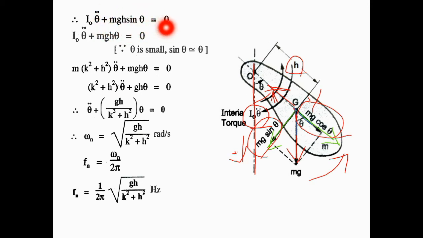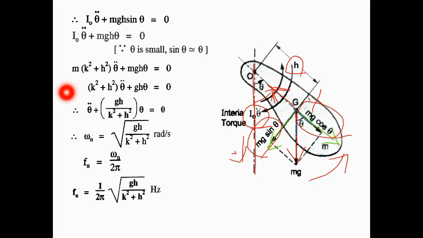Now for small values of theta we can write sin theta approximately equal to theta. So the equation gets reduced to I about O into theta double dot plus mgh into theta is equal to 0. Now let us substitute the value of mass moment of inertia about the axis passing through the fulcrum, that is m into k square plus h square. So the equation would be reduced to this one.